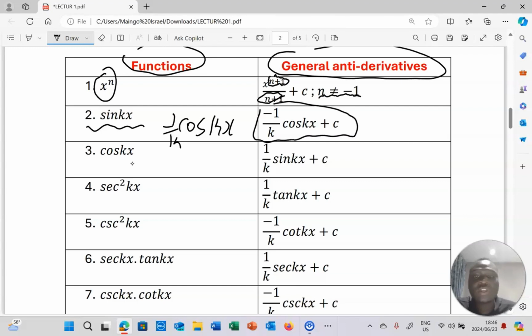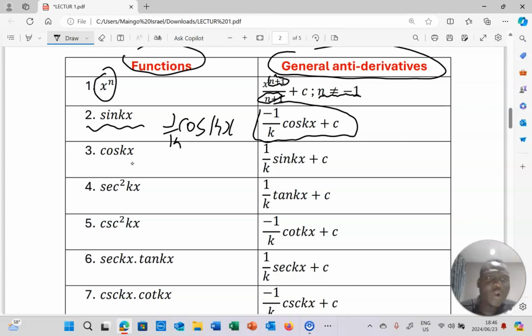Don't forget that we proposed the theorem to say that antiderivatives are not unique, so we are free to add a constant. One can say k, one can say g, whatsoever, as long as we add a constant. So that's why the general antiderivative of sine kx is minus 1 over k cos kx plus a constant c.